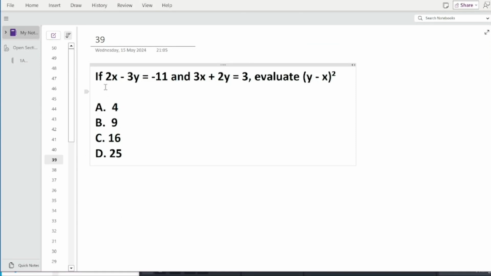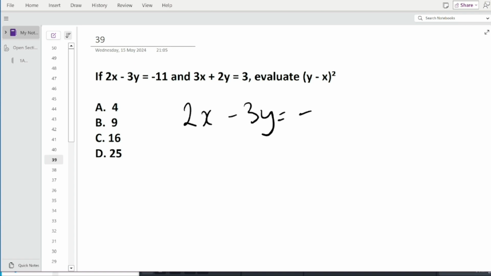Question 39. If 2x minus 3y equals minus 11 and 3x plus 2y equals 3, evaluate (y minus x) all squared. Now, this question is a simultaneous equation. Rather than being asked to just find our x and y, we'll do our y minus our x, then we'll square it. So we have 2x minus 3y equals minus 11, and 3x plus 2y equals 3.